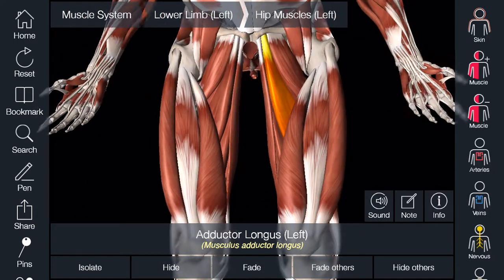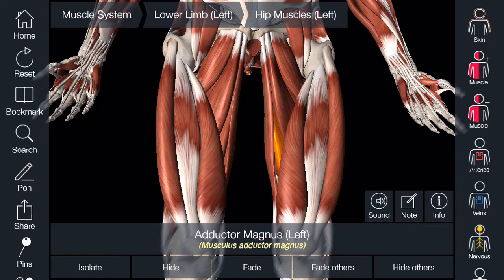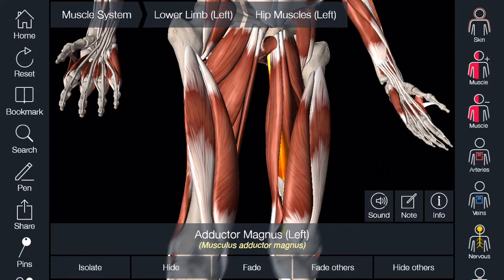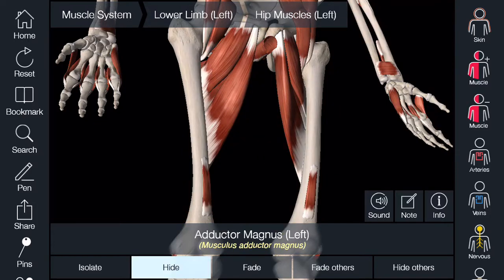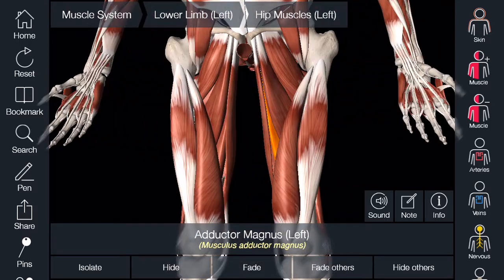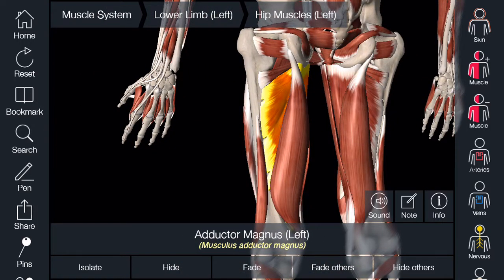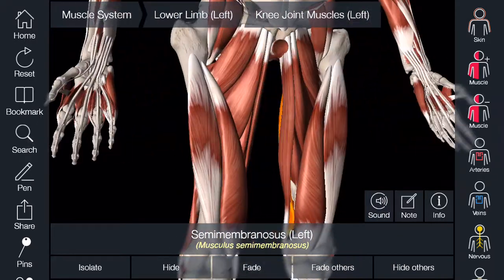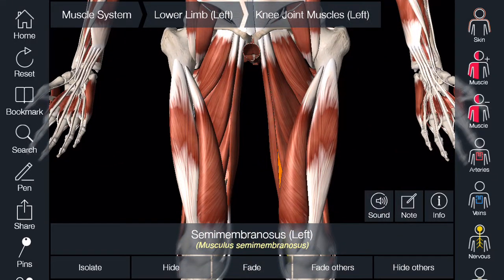Adductor longus. Where's the magnus? I'm assuming that's the big one. Yep, magnus is the big one. Can you see it from the back a little bit? What happens if I remove a layer of skin, of muscle? I'm getting rid of everything. And then the brevis, I'm going to assume it's the tiny one. Nope, it's not. I can't get to that in this application. Sorry.